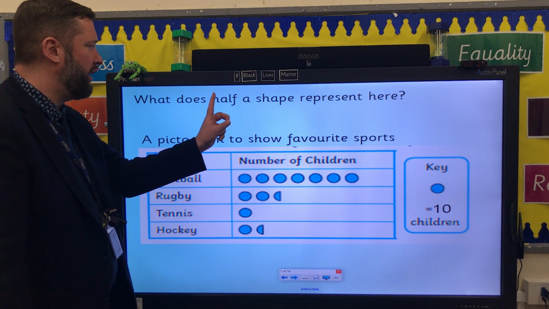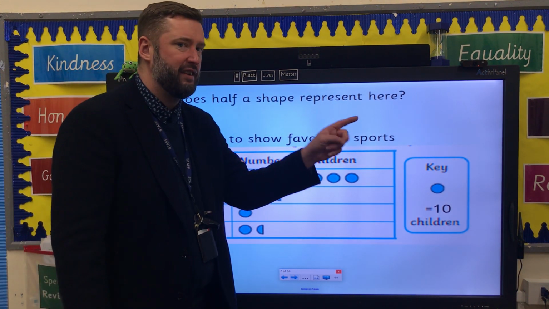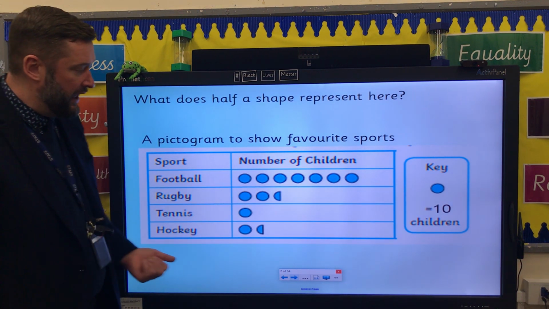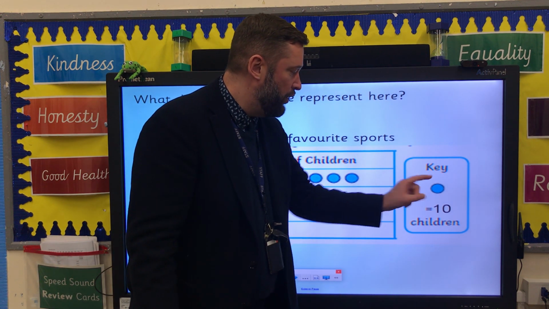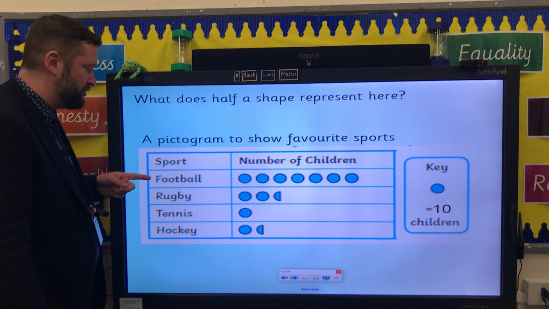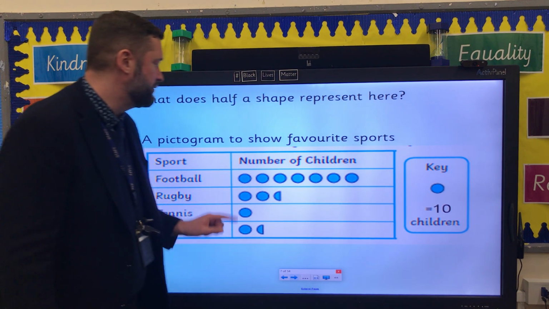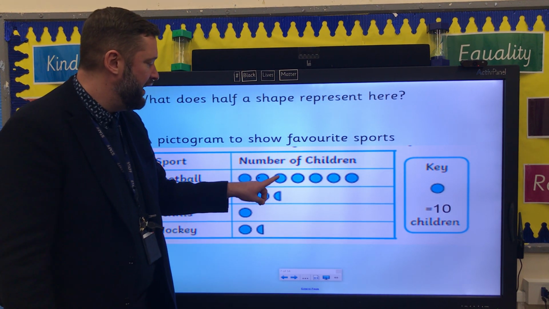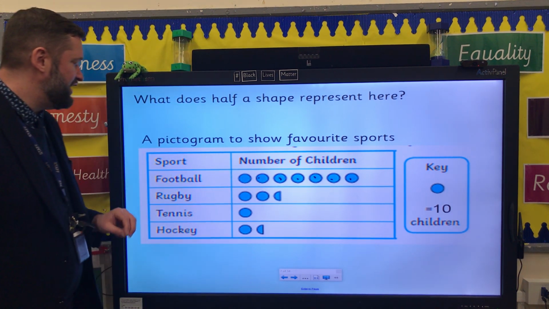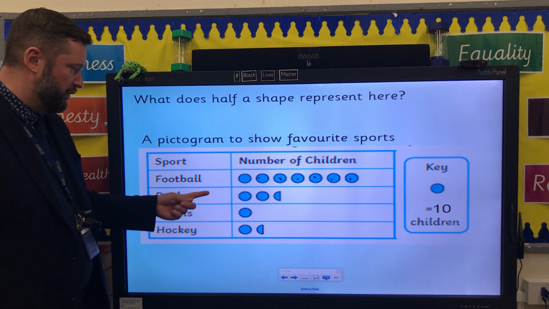Right, what does half a shape represent here? And this pictogram is favourite sports. And we've got football, rugby, tennis and hockey. And my key tells me that 1 circle equals 10 children. Let's count how many children like football in tens, because 1 circle is 10 children. 10, 20, 30, 40, 50, 60, 70 children love football.